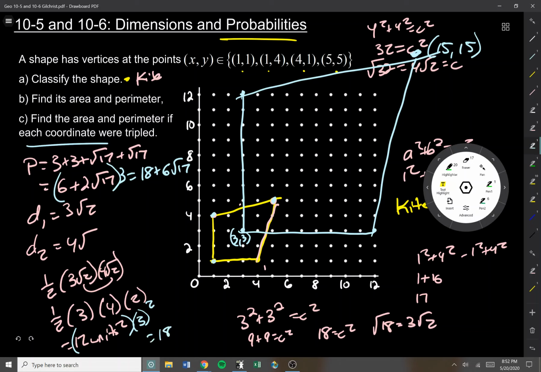So the area of this is going to be 81. 9 times 12 is 81. No, it's not. It's 108. I'm crazy. 108 units squared.